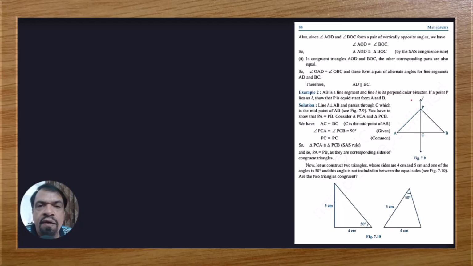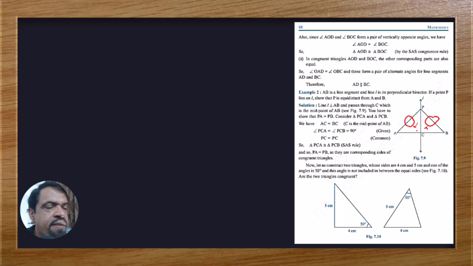It might happen in the examination that you will not get the diagram. Simply you will get the question. So you draw this diagram and you have to prove that these are equidistant, PA and PB. So simply we will prove these two triangles congruent and use CPCT. See, this is a quick revision, so we are doing it orally. These two triangles are congruent.